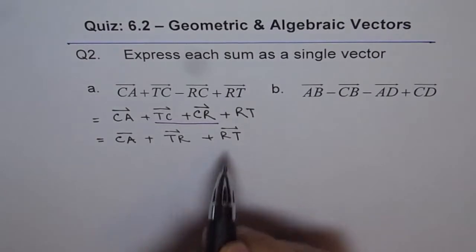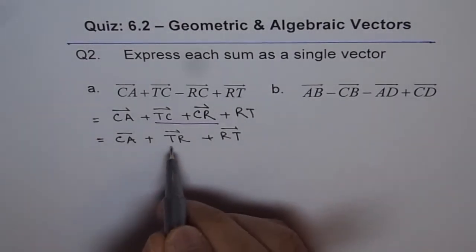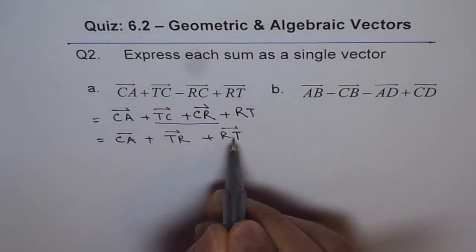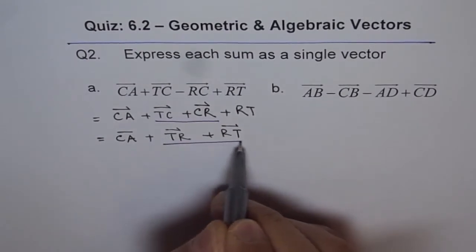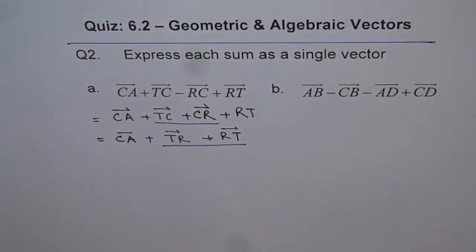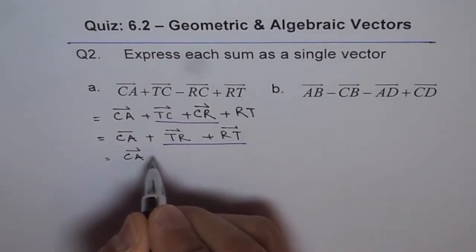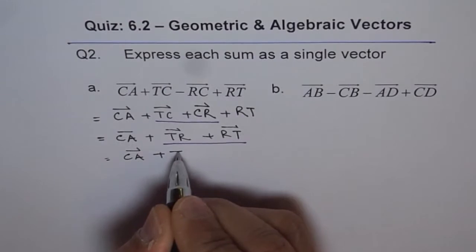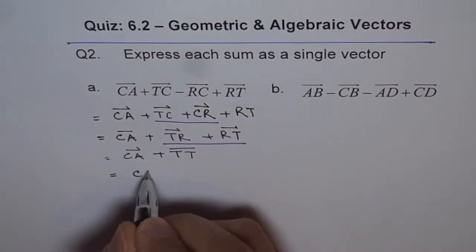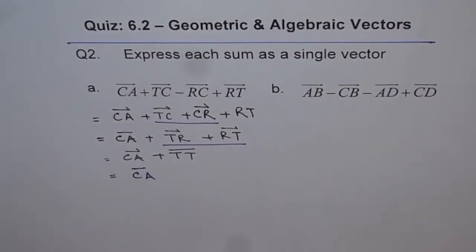Now these two can be combined, correct? TR, RT, right? So that gives you from T to T, plus CA. So CA becomes our answer.